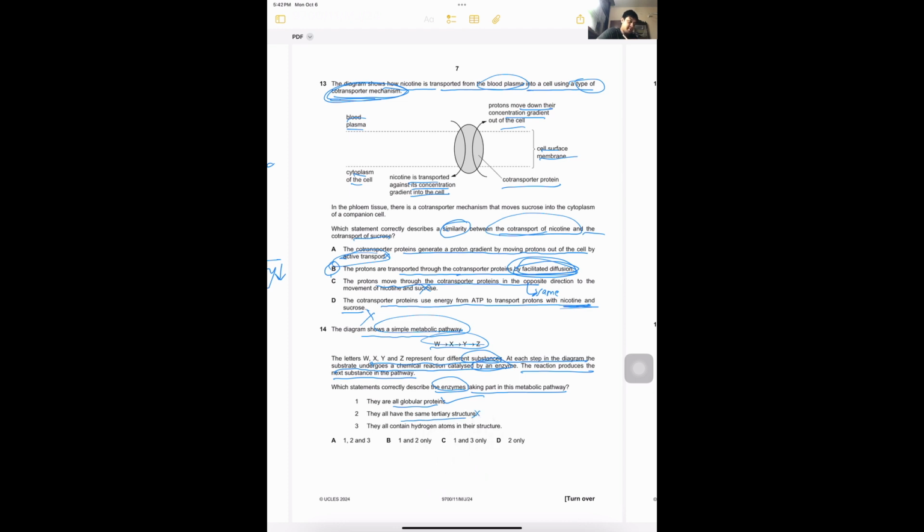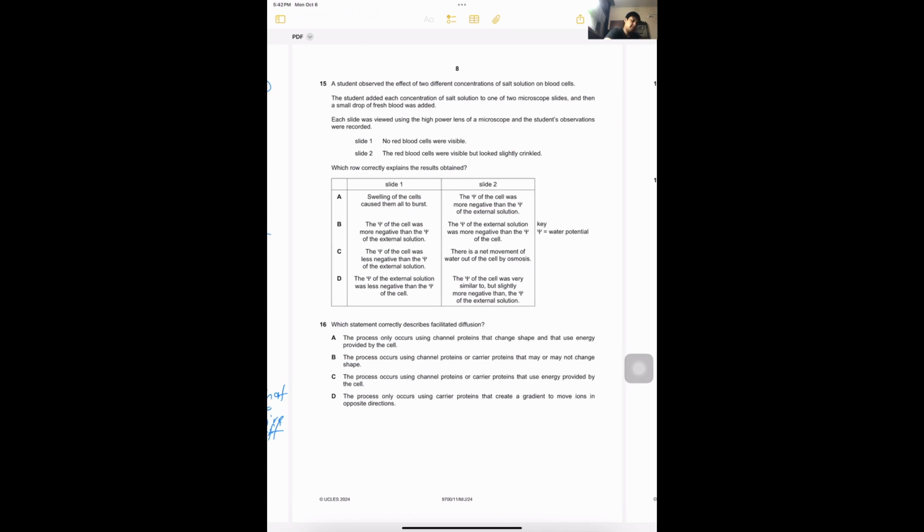Okay, so this is wrong. Why? Because it's not mentioned that it is the same enzyme, right? The enzymes could be different, so the active sites are different, I would suggest. So 2 is wrong. Answer should be C, and they all contain hydrogen atoms in their structure, right? Because amino acids, right? Proteins, amino acids. So 1 and 3 are the correct answer.